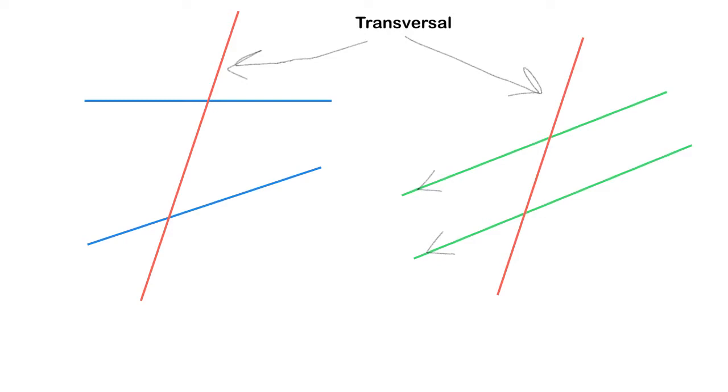A transversal is simply a line that intersects at least two other lines. There could be three or four, but you're typically going to see two lines. It doesn't matter how it intersects them. It doesn't matter what angle or what's happening. It's just a line that intersects two or more other lines. So the red lines are called transversals.